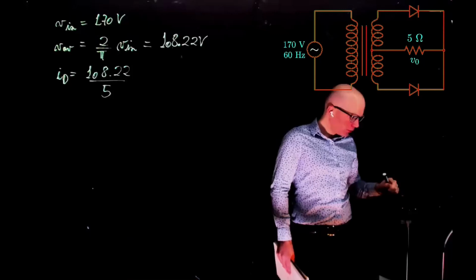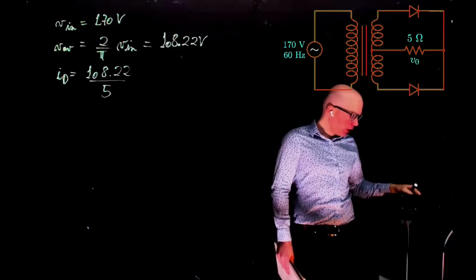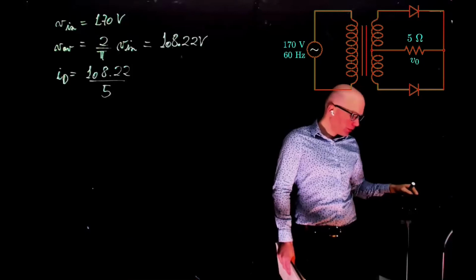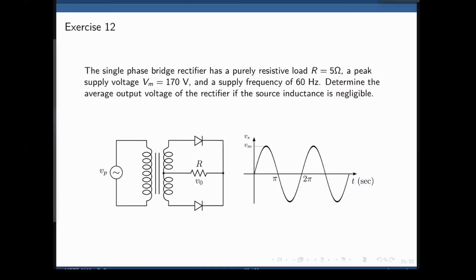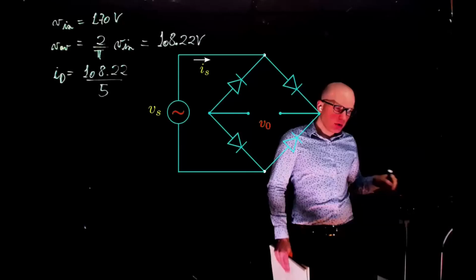Right. If you look at this question here, Vm is 170 volts. So on the sinusoidal waveform, that's the peak part. All right, so we did the first part. That's 12. Let's do 13.